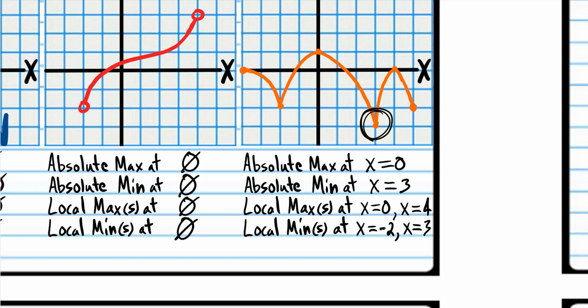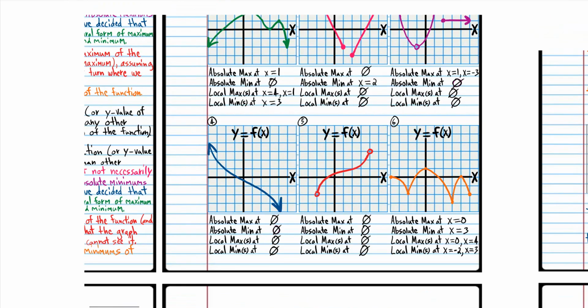Now this point had the absolute minimum value, but it's also a local minimum value. Remember, an absolute minimum or an absolute maximum can also be local maxima and minima, as long as they're not located at the endpoint of an interval. So there you go.